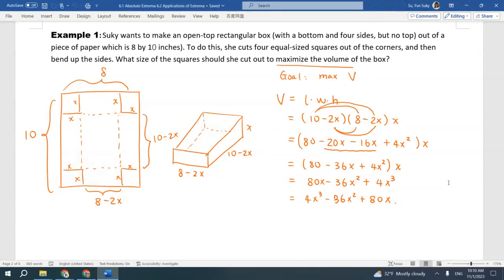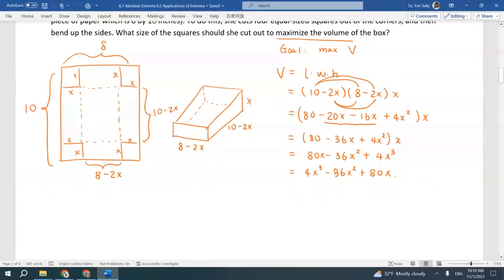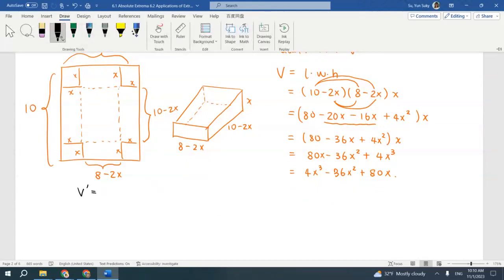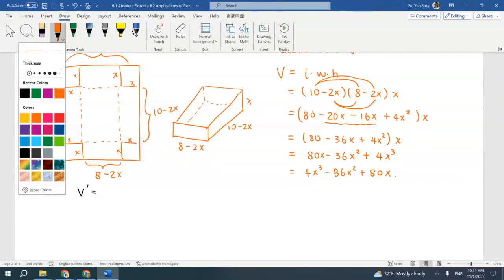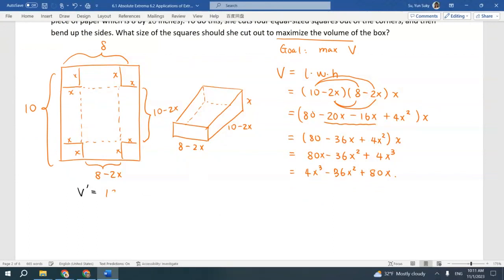Okay, so what is the derivative? Let me get back my orange color. Okay, Blaine, what's the derivative of 4x cubed? The 12x squared. Yes. Negative 72x. Yeah, very good.